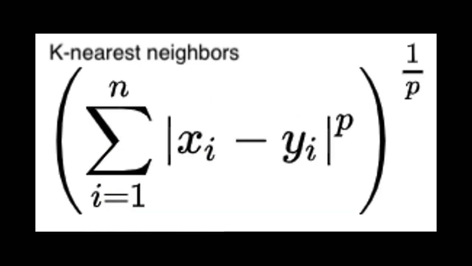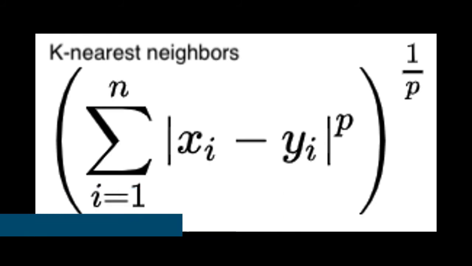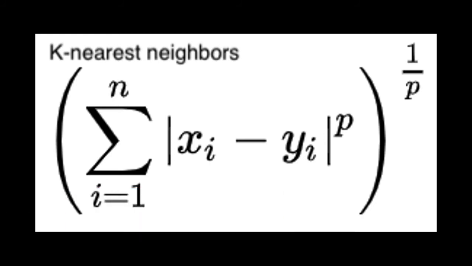Following this, I researched k-nearest neighbors. This is the formula for k-nearest neighbors. The x is the date and the y is the closing stock price. The formula for k-nearest neighbors is also the formula for finding the distance between 2 points on a graph, but made to apply to a larger range of data. In this case of stock prediction, the model finds the distance between the group of nearest stock prices and calculates the mean value to predict the next stock price.